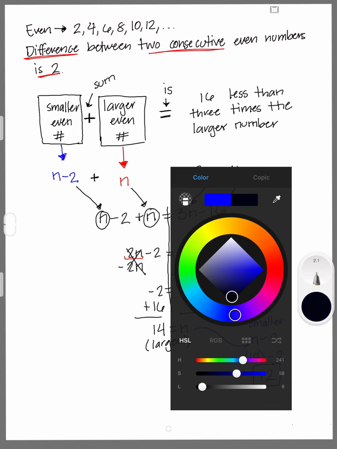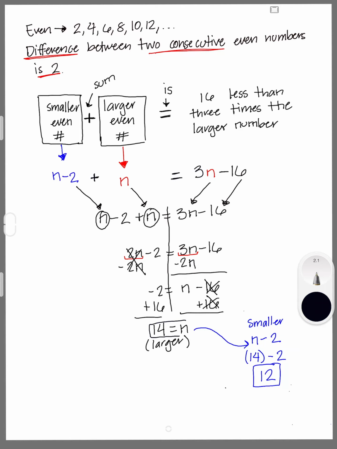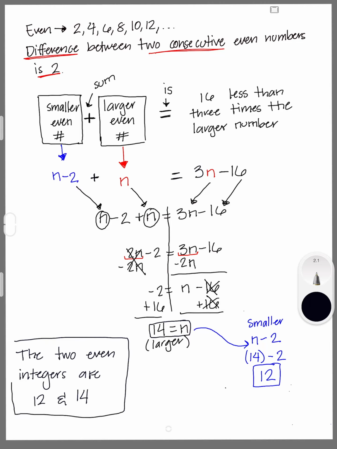So we found the smaller value and we found the larger value. So we can say the two even integers are 12 and 14. And we are done with our exercise 4 from lesson 2.4.